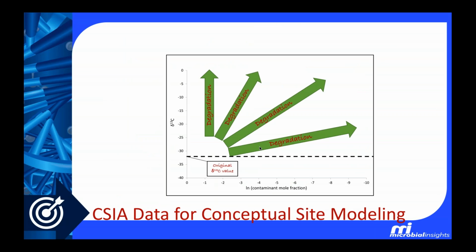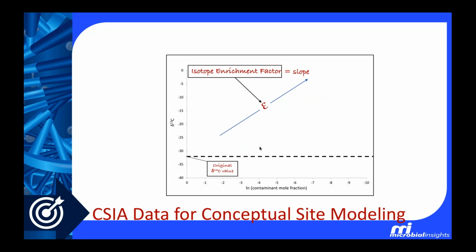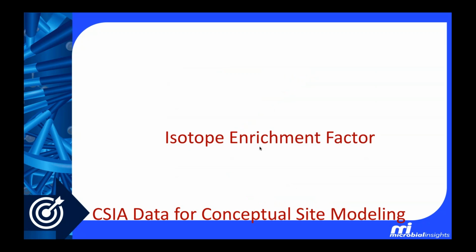And in fact, this plot can provide even more information about what can be happening at a site. When we plot the natural logarithm of the contaminant mole fraction against our delta 13C value, as I've shown here, the slope of the trend is equal to something we call isotopic enrichment. This factor, which uses the symbol epsilon, can provide a lot of information for us at a site. So if you take the slope of the line, that's going to be equal to your isotopic enrichment factor, or that epsilon value that you'll see.